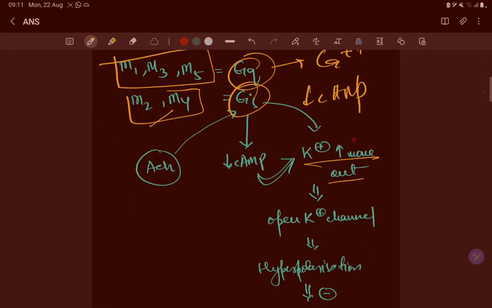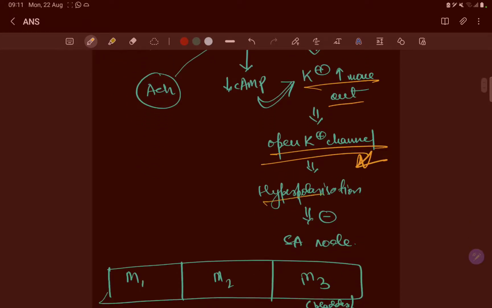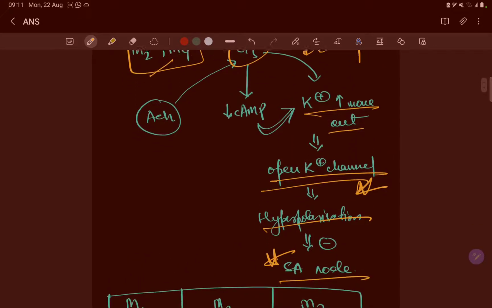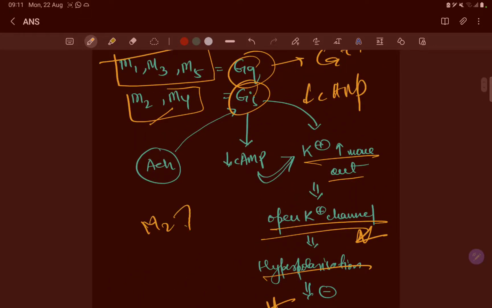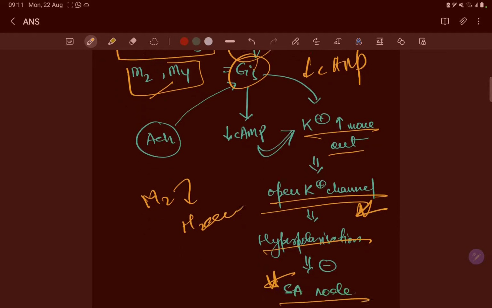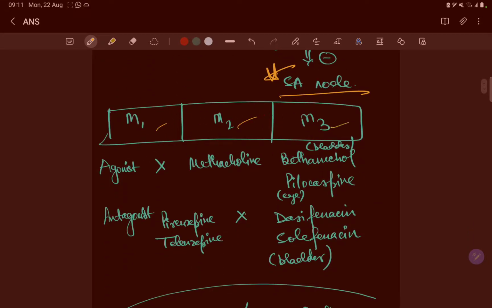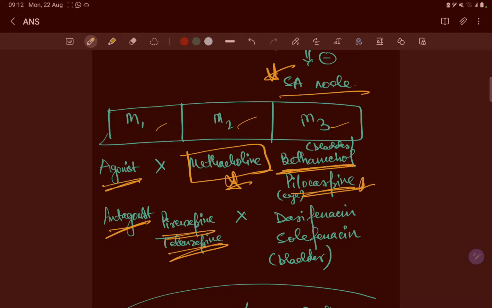Also, potassium will move out, opening the potassium channel, and hyperpolarization leads to inhibition of the SA node. So M2 is present in the heart, and this is how it works. Among M1, M2 and M3, the important M1 agonists are pirenzepine and telenzepine. The M2 agonist is methacholine, the M3 agonists are bethanechol and pilocarpine, and the M3 antagonists are darifenacin and solifenacin.